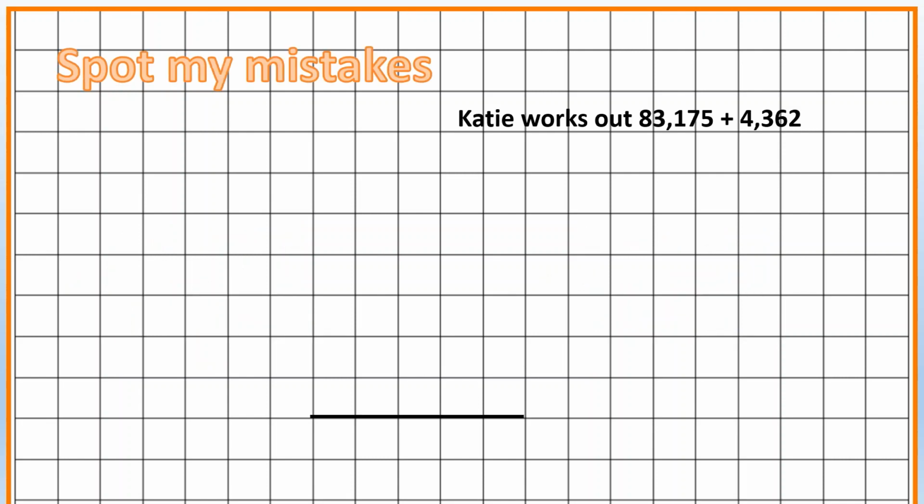Okay, last couple of questions now to finish off. This time you're going to see if you can spot my mistakes, because if you truly understand something, you can spot the mistakes in what someone else does. Here is the problem. Katie works out 83,175 added to 4,362. I'm going to set that out, and I want you to see where I've gone wrong.